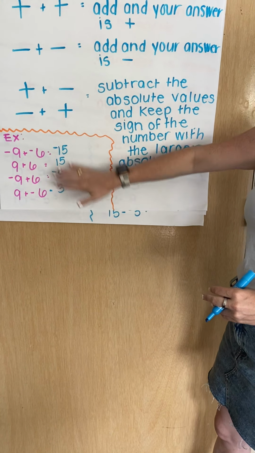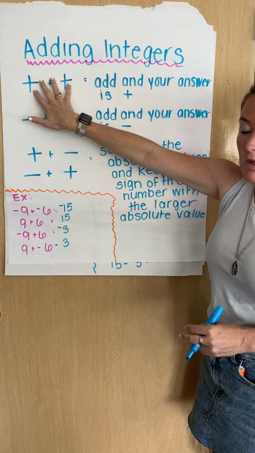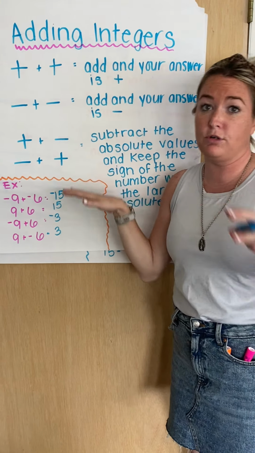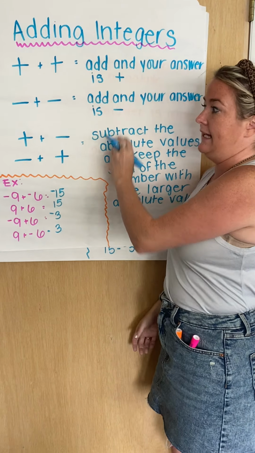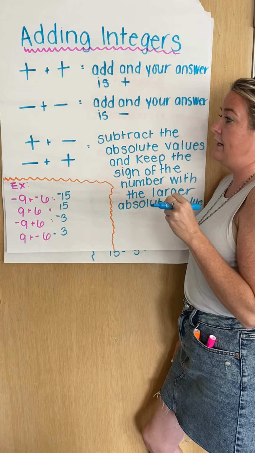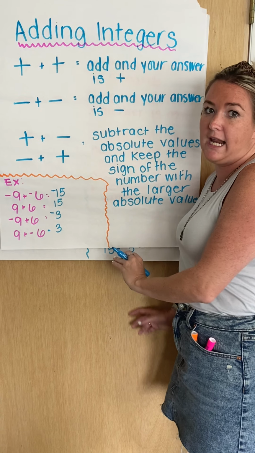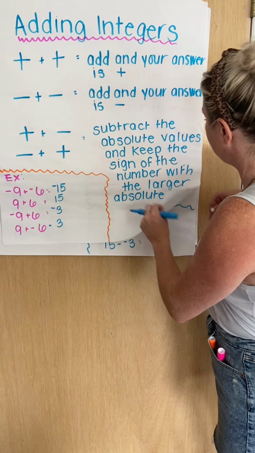Okay, so just to review, when you're adding positives, you just add and it stays positive. When you're adding negatives, you just add your numbers and your answer is going to be negative. And when your signs are different, when you're adding, you subtract absolute values and you keep the sign of the number that has the larger absolute value.